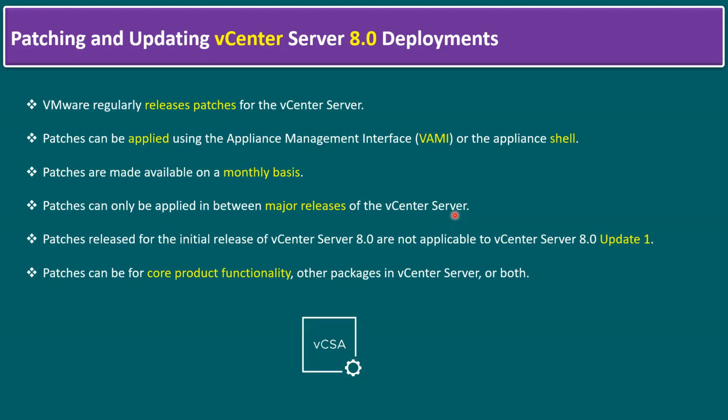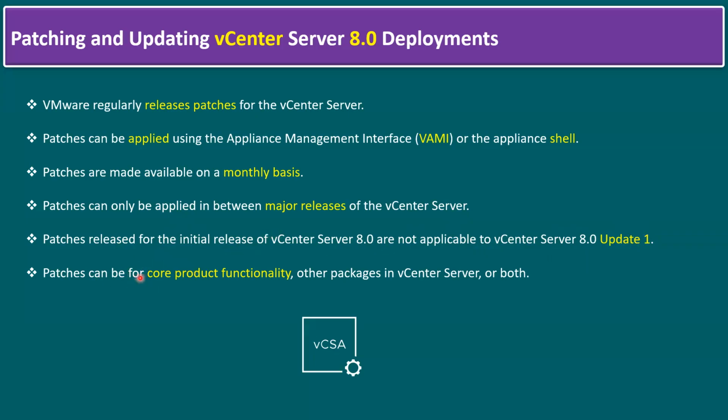When you compare with previous versions, we also had vCenter 7 Update 1, Update 2, Update 3. Those are considered updates. If there is no U symbol, we normally call it a patch. That is the main differentiation between patch and update. Patches released for the initial release of vCenter Server are not applicable to vCenter Server Update 1, because updates are different and patches are different.